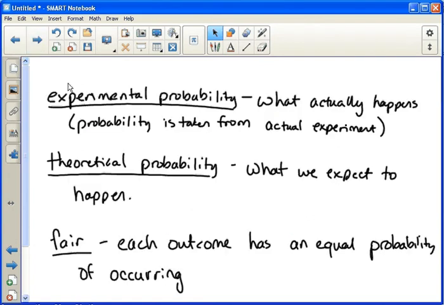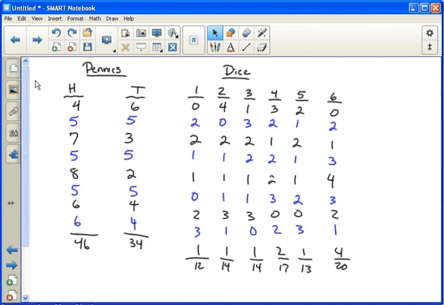Now, you contrast that with theoretical probability, and that's what we expect to happen on average over a period of time. So, we would expect for pennies that we would get an equal number of heads and tails, since the probability of getting either heads or tails is equal, 50% or 1/2. So for this person, the theoretical matched perfectly the experimental, and that certainly can happen, but as you can tell, it doesn't always happen. So experimental probability is what actually happens and the probability taken from that. Theoretical is what we would expect to happen in a perfect world.